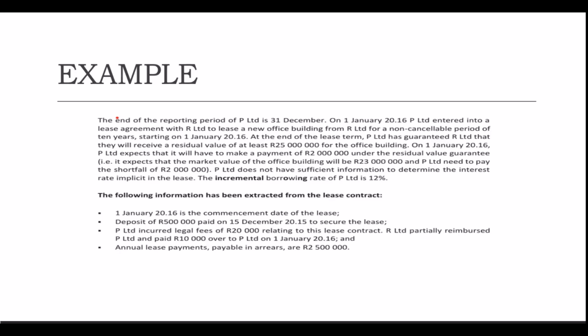Then on 1 January 2016, P Limited expected to have to make a payment of 2 million under the residual value guarantee. That is, it expects that the market value of the office building will be 23 million. They are just saying that at the end of the 10 years, the market value of the property is going to be 23 million. It's not telling us that anybody, whether P or R, is going to be paying 23 million or 25 million. The only payment that is going to be made, as far as the residual value is concerned, is the 2 million.